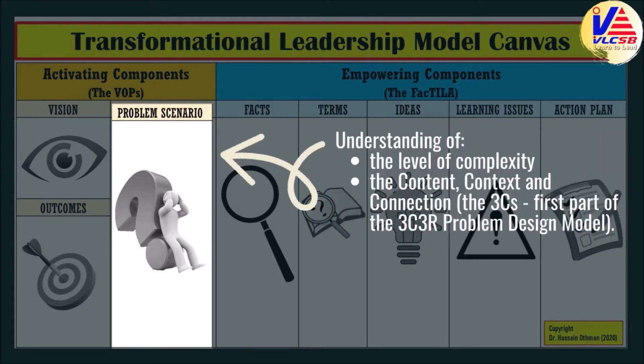The leader should learn how to identify the problem scenario through the understanding of the level of complexity and the content, context and connection of the problem, the 3 C's. This is the first part of the 3C3R problem design model.